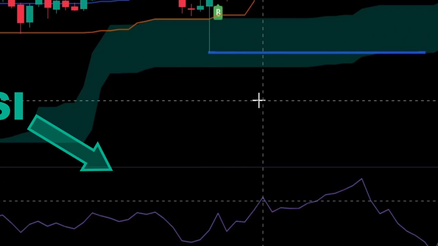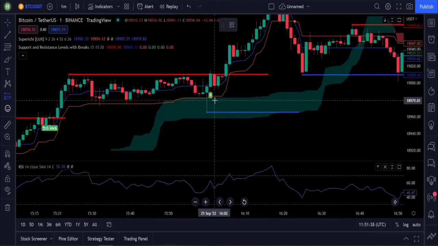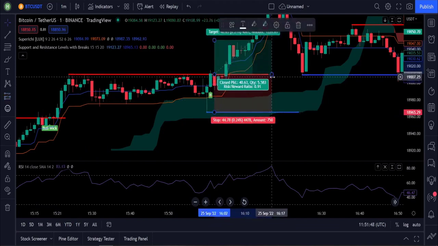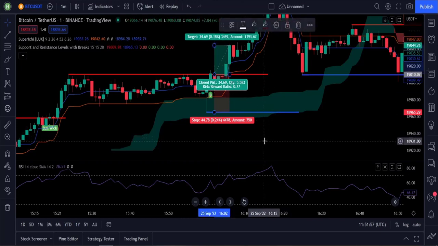So as all the rules are confirmed, we'll enter this trade at the close of this candle, and we'll set our stop loss at the recent swing low. And here, the RSI crosses the 70 line, so we'll exit the trade here. And as you can see, we have a profitable trade here.